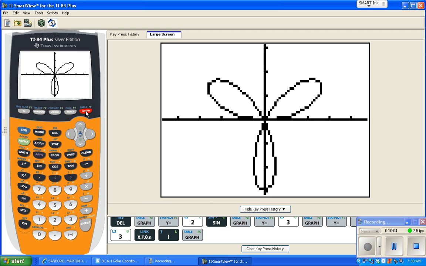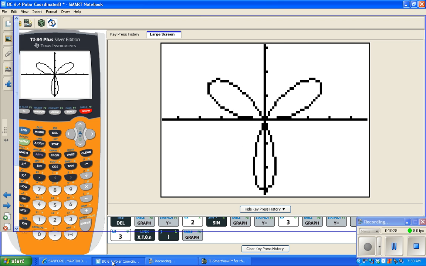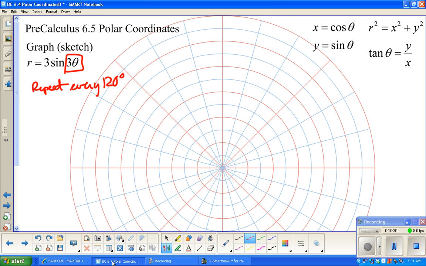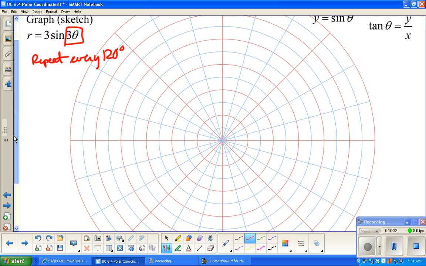Kind of get a picture in your head of what's going on here. This looks like a distance of 3. I'm going to tell you that this distance will be about 3, and this distance will be about 3. And this is straight down, so like a 270. These should be 120 apart. All right. So as we think about that, let's adjust this a little bit.